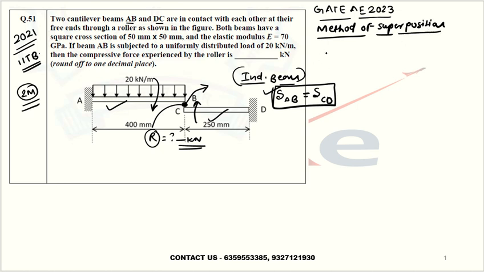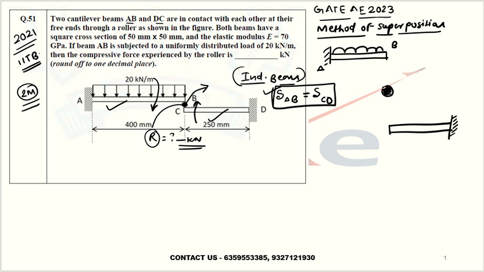So I will break this beam into two halves. One beam will look like this. This is your A and B, having a UDL of 20 kilonewton per meter. If I break this beam, let me not provide the reactions first and just draw this. This is the roller, and this is the second cantilever beam.